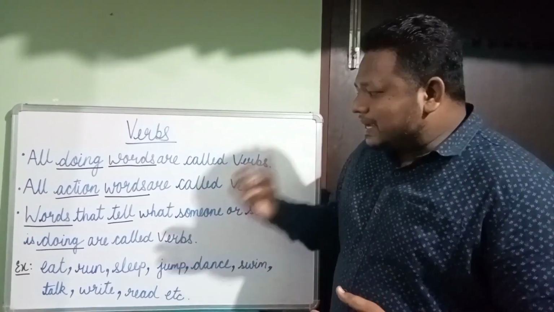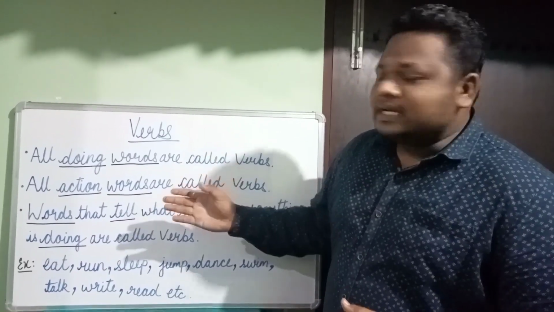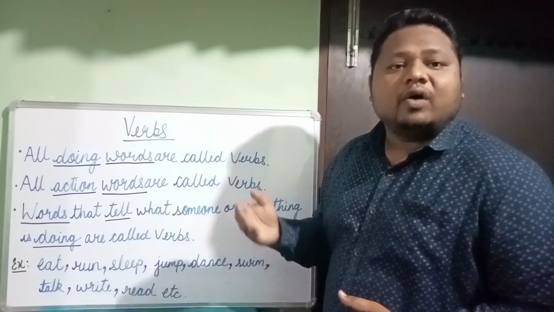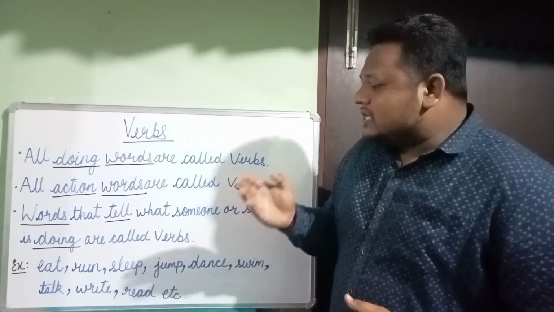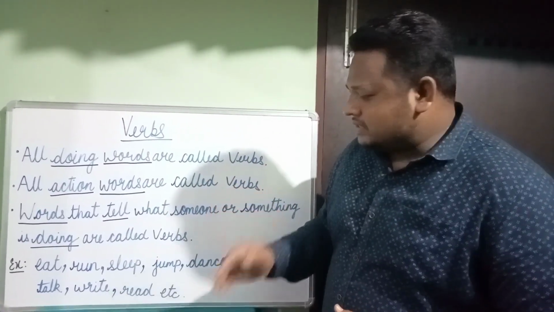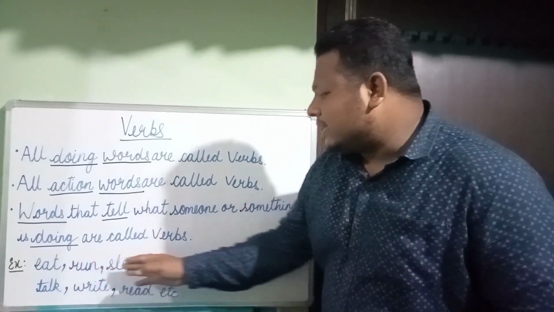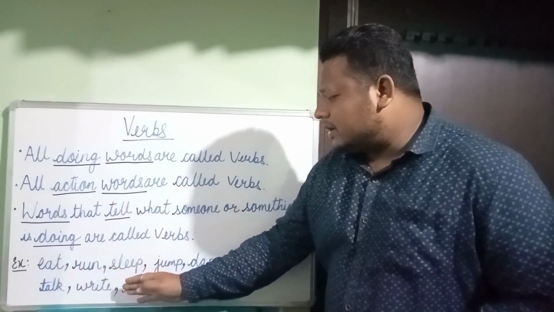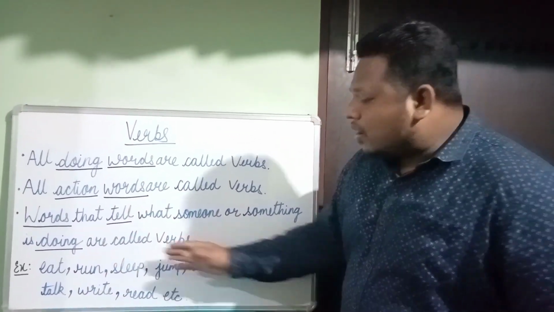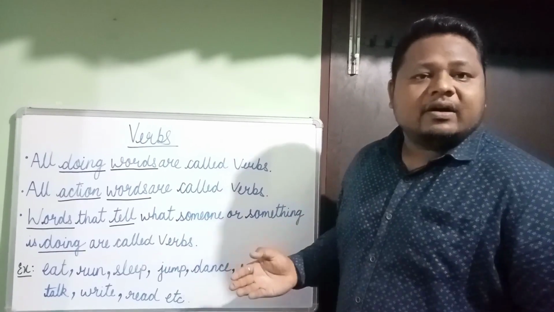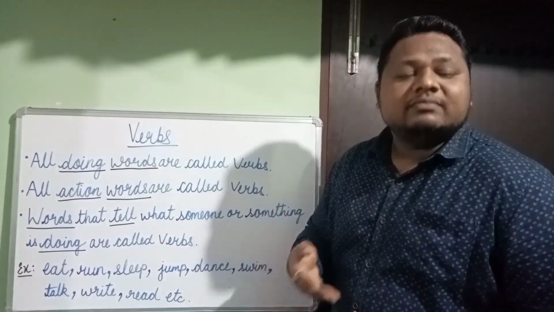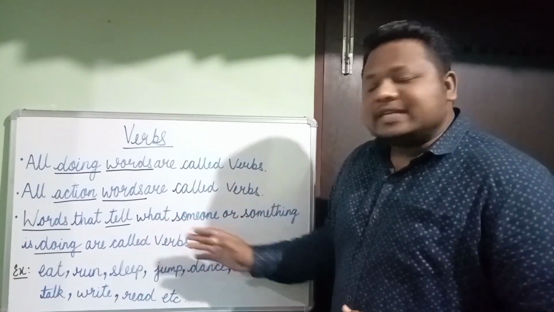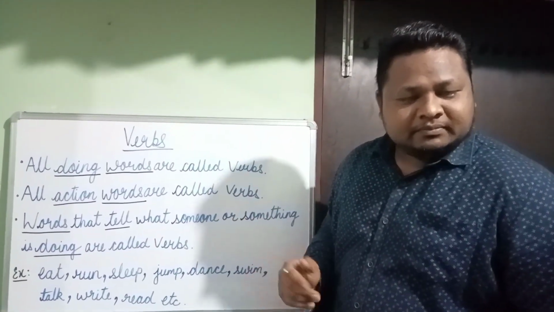Basically we can say that verbs are words that refer to some work or action. Let us see examples of such words. For example, eat, run, sleep, jump, dance, swim, talk, write, read, etc. All these words refer to some work or action. That's why this set of words are called verbs.